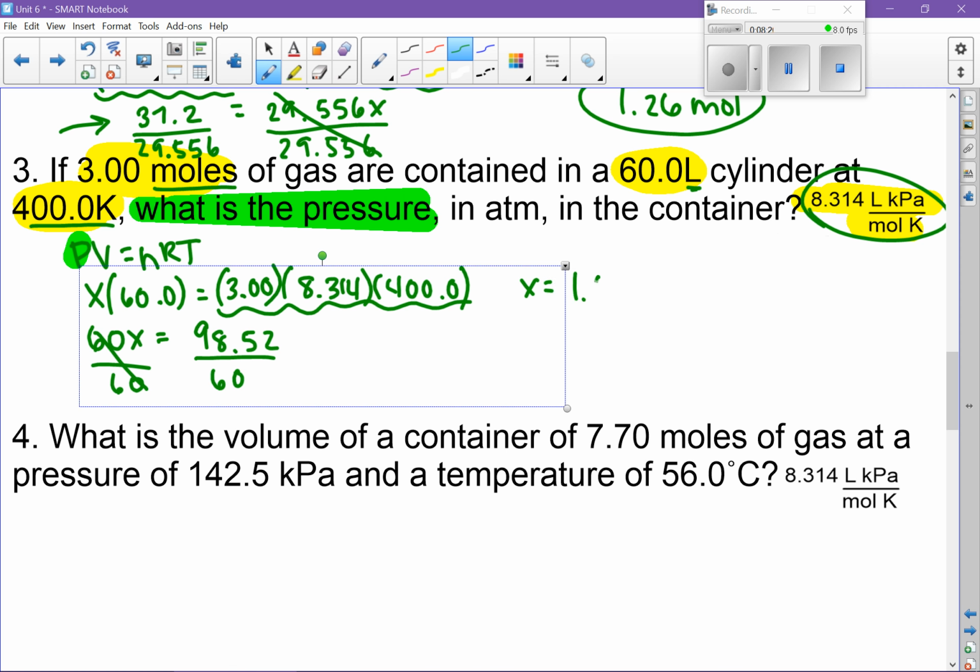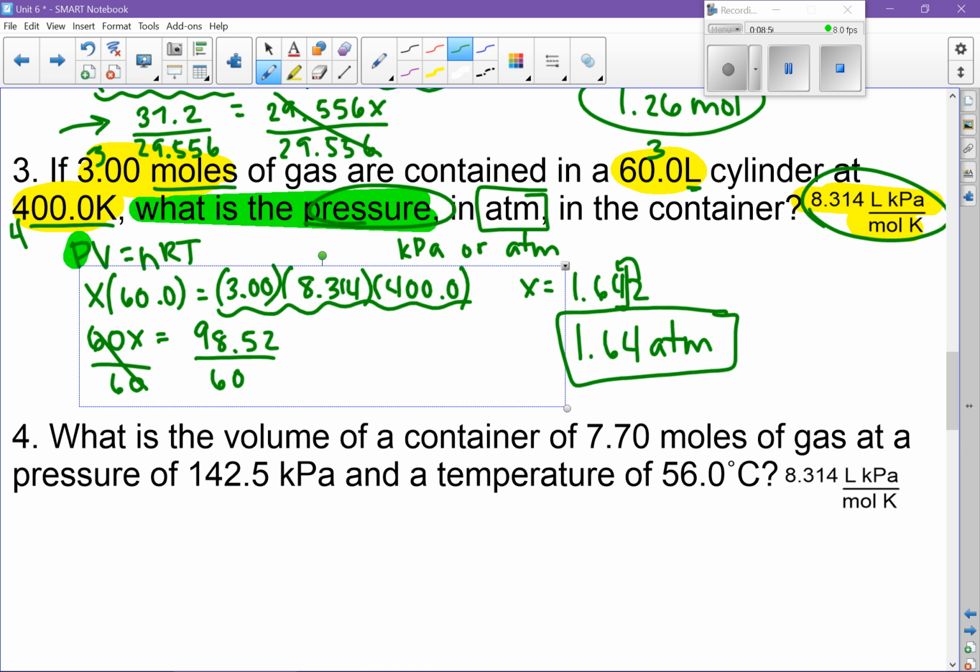And I get 1.642, and we'll just check out our sig figs. I see 3. This one has 4. I have 3 here. When you have a choice, go lower. So we're going to do 3. This 2 is going to leave my 4 alone, so it becomes 1.64. And now I was solving for pressure. Possible units for pressure are kPa or ATM. But luckily, this question tells us ATM. So it's right there. We don't have to guess. Already given to us.